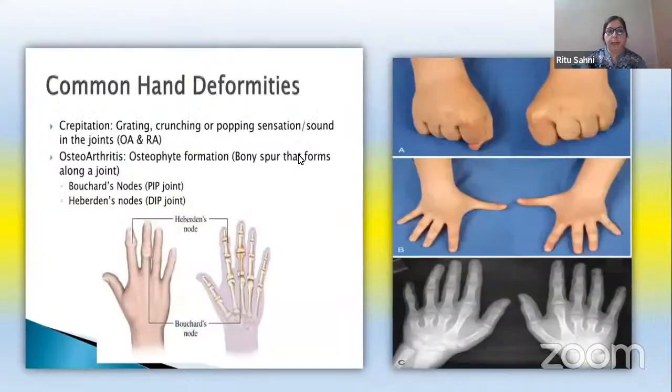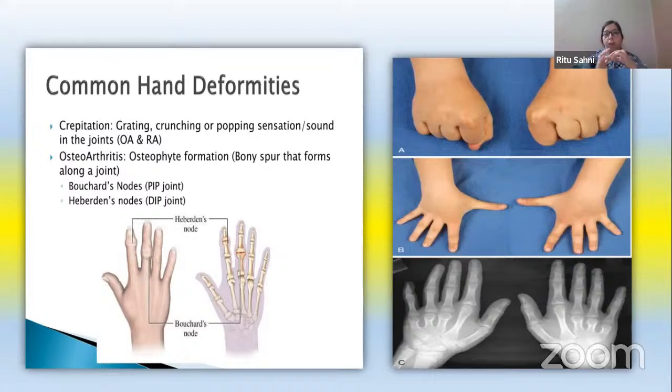These are the common hand deformities, with crepitation, a grating, crunching, popping sensation or sound in the joint, in osteoarthritis and rheumatoid arthritis, where there is osteophyte formation, the bony spurs that form all along the joint. That will not allow the movement of the fingers, or the tendons will be stuck in that position. You can also see the Bouchard's nodes in the proximal interphalangeal joint and the Heberden's nodes in the distal interphalangeal joint.